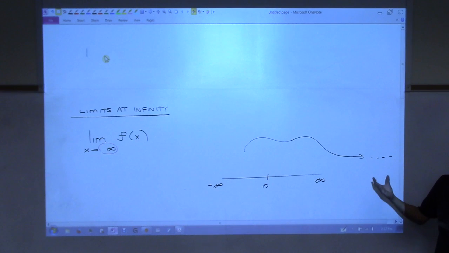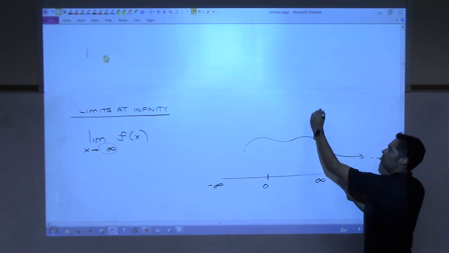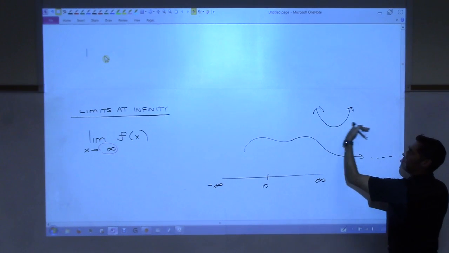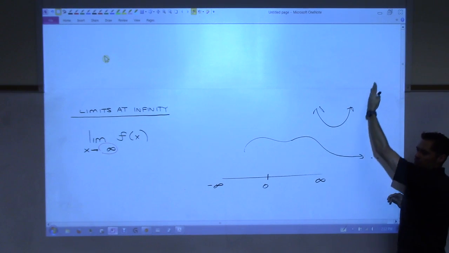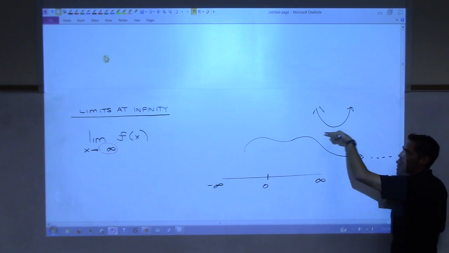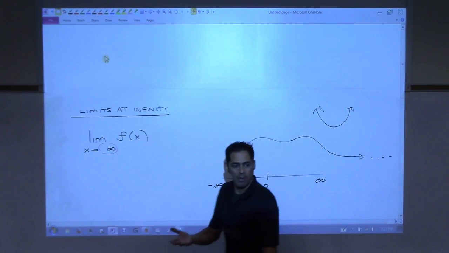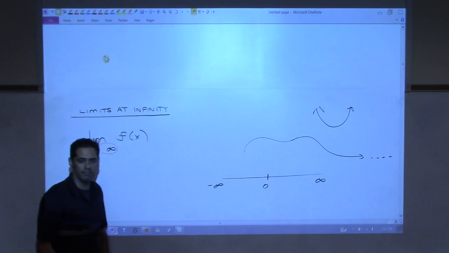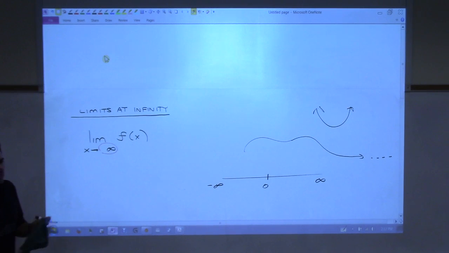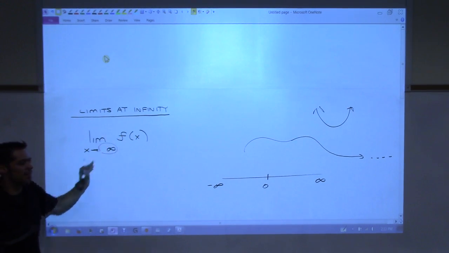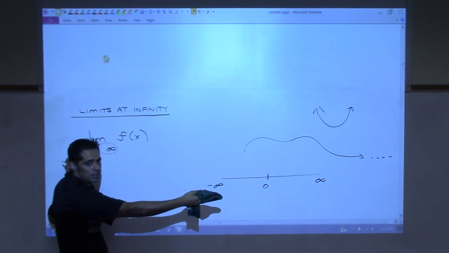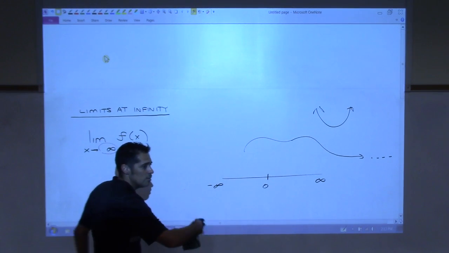It may not. Think of a parabola, right? As you go out to the right, does it head to anywhere? No, it just goes up to infinity. As you go out to the left, does it go anywhere? No, it goes to infinity. So you don't have to have a function do anything, but sometimes they do. And we need to know how to determine that. And that's what these limits allow us to do. This is really just asking us to find the left and right end behavior of a function. What's happening on the left side? What's happening on the right side?